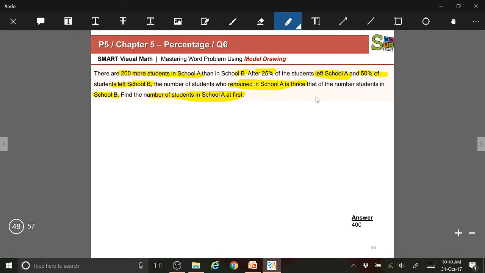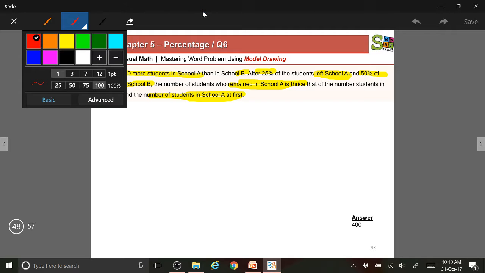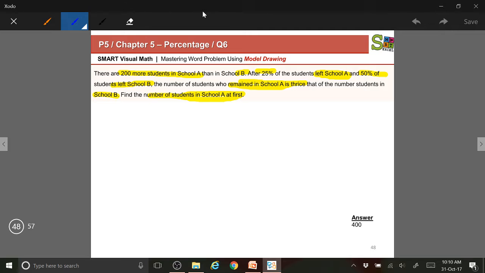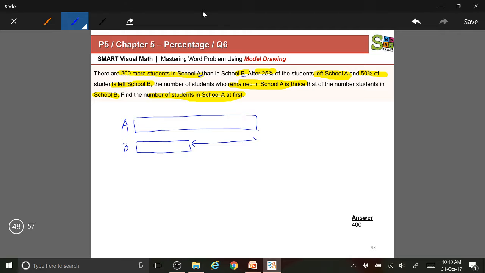Alright, so how do we do this? This one will consist of two models, because they mention School A and School B. So we're gonna draw A and B. Obviously from here we know our A is more than our B. Later we can adjust accordingly. Alright, so we're gonna put the 200 more here.